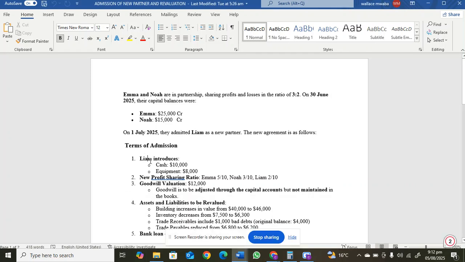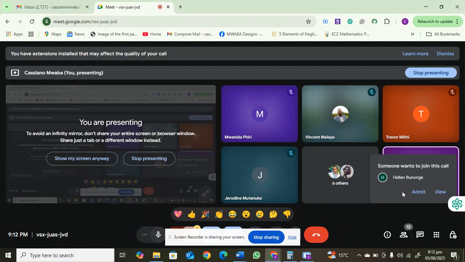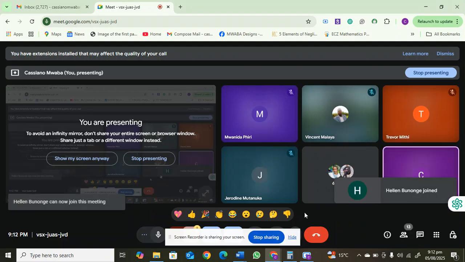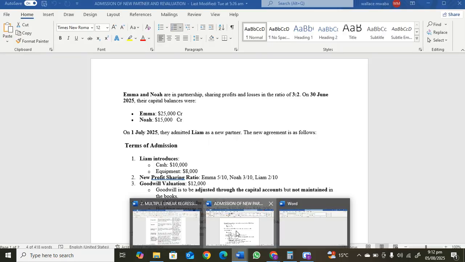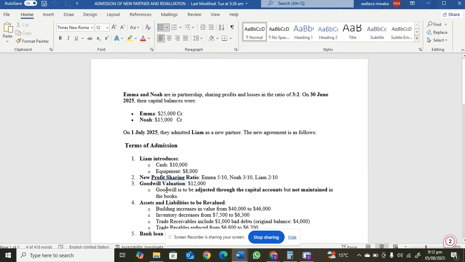Liam introduces cash $10,000, equipment $8,000. The new profit sharing ratio: Emma 5 over 10, Noah 3 over 10, Liam 2 over 10. Goodwill valuation 12,000 kwacha. Goodwill is to be adjusted through the capital accounts but not maintained in the books. So it means we need to write off the goodwill, right?